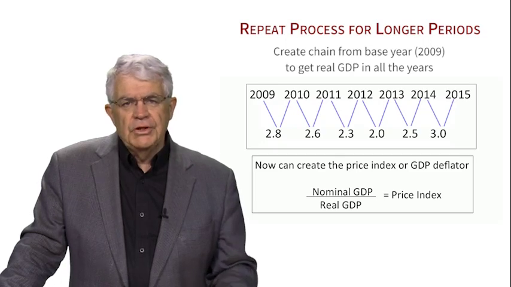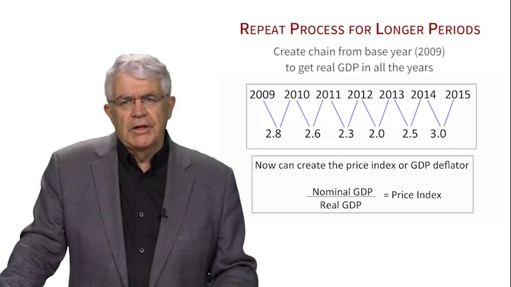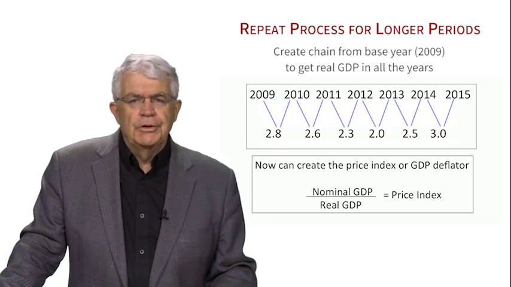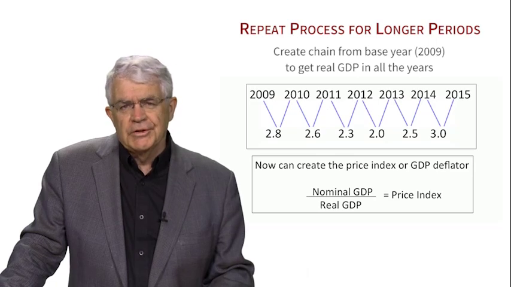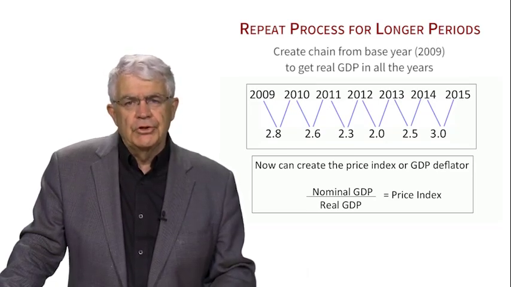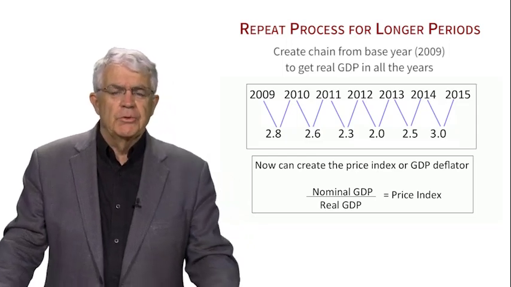So you can see here, I've got years 2009 up to 2015, and in between each year, right below, I show you the growth rate of real GDP that's been computed in the way I just described. So for example, from 2013 to 2014, you can see that the growth rate is 2.5%. The real GDP growth rate is 2.5%. That's what we just computed.